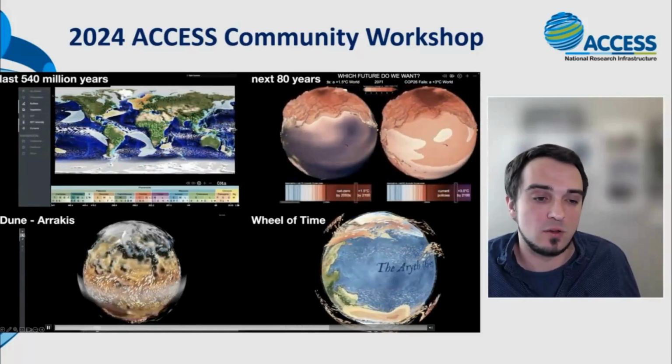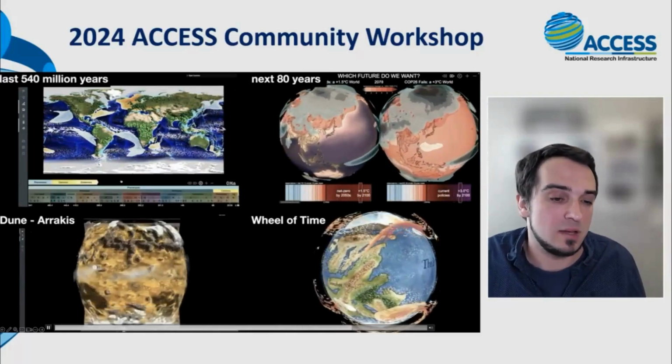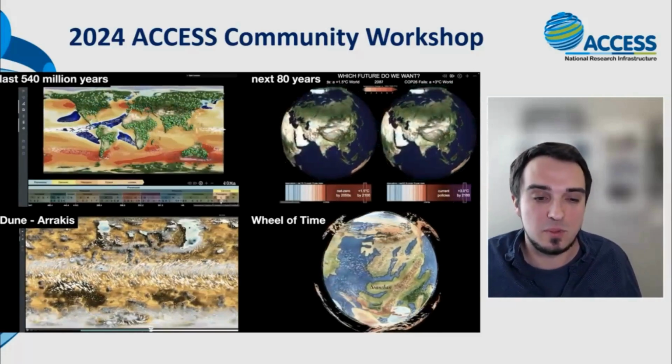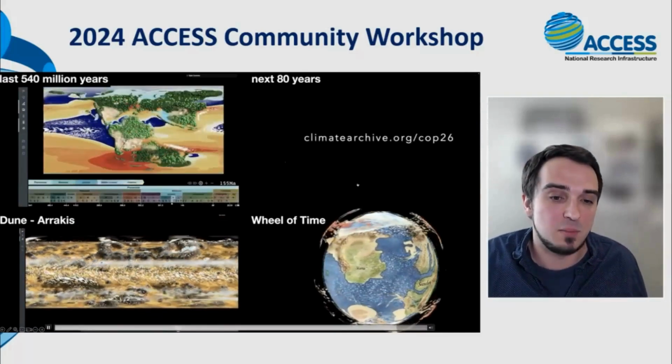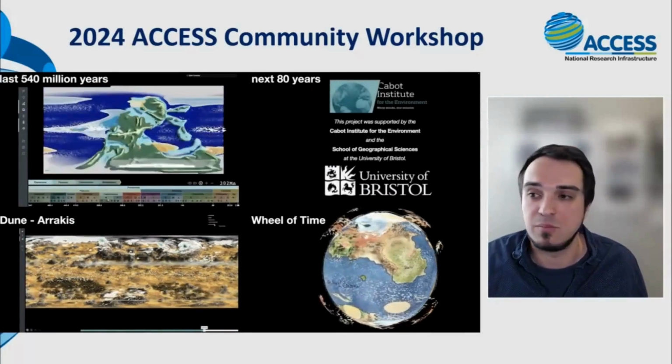And we also do a lot of outreach activities, for example, using it to simulate the climate of Arrakis to see whether people could survive there, or the Wheel of Time. And this is always very helpful to explain to more people how climate models work, how we adapt them for different time periods.